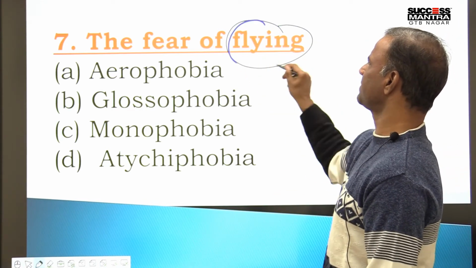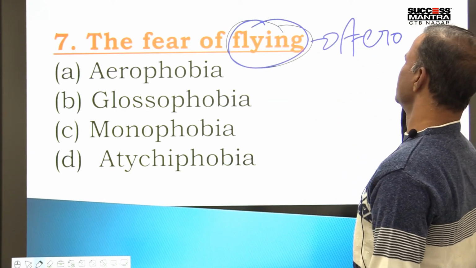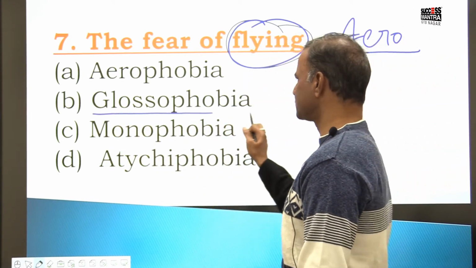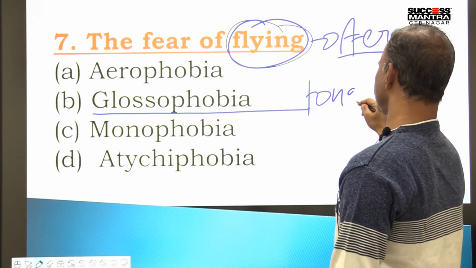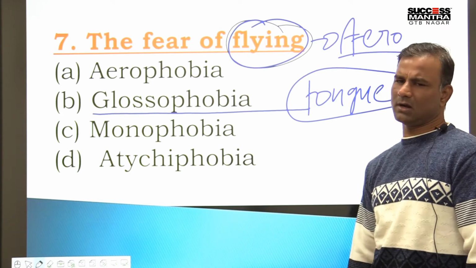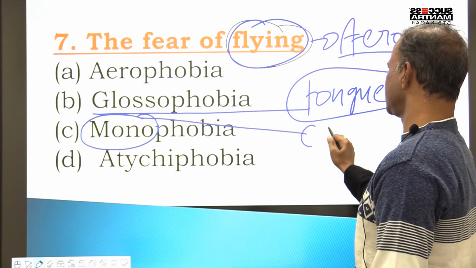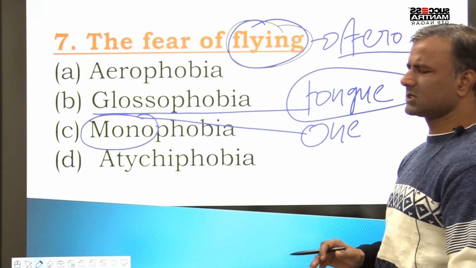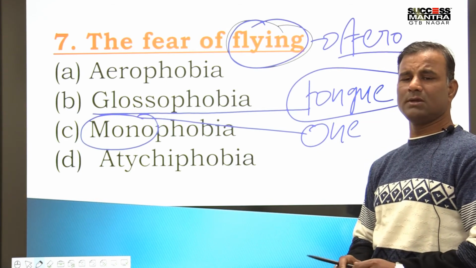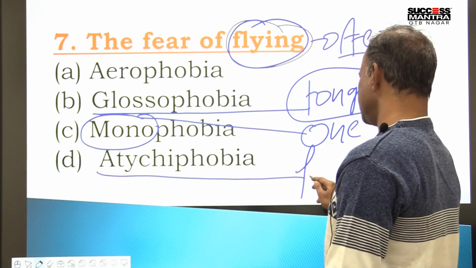Flying, guys, क्या होता है? अगर मैं बोलूं तो flying के लिए the word which is used is aero. Okay, aero. And glosso is basically used for tongue. ठीक है? Glosso किसके लिए यूज होता है, guys? Tongue के लिए. Mono मतलब होता है one. Mono किसके लिए आता है, guys? One. और बोल सकते हो अकेले रहने का, or probably not getting mixed up with others, that is called monophobia. And atychiphobia is basically used for failure.